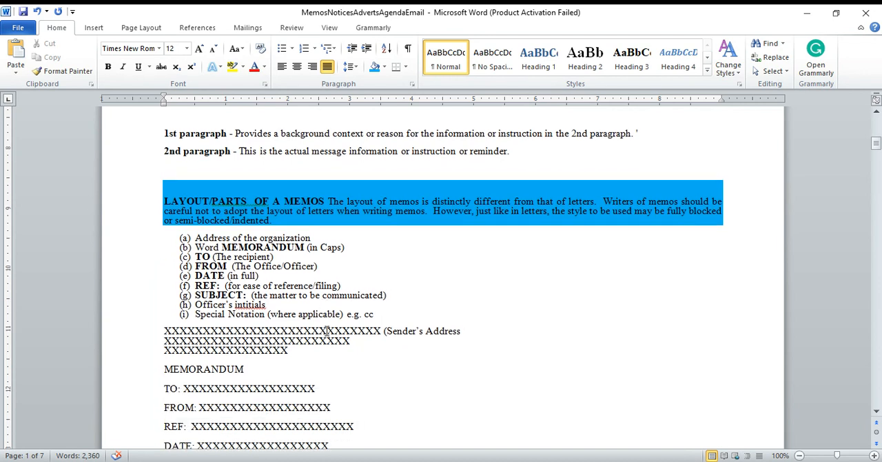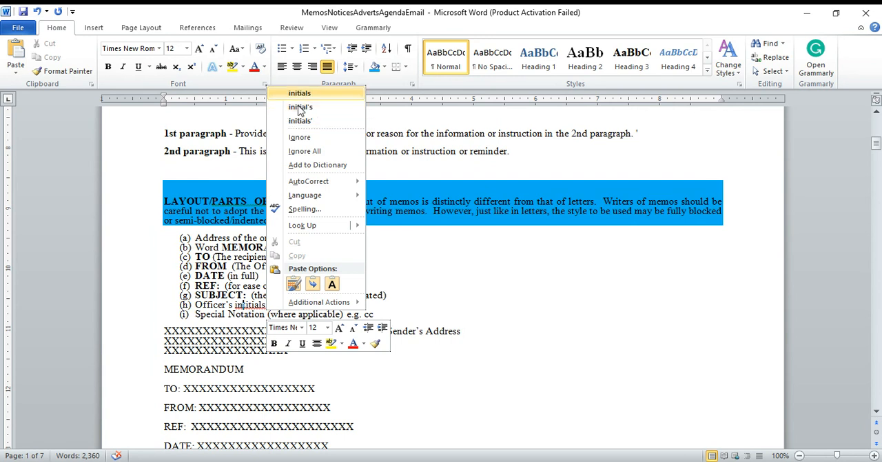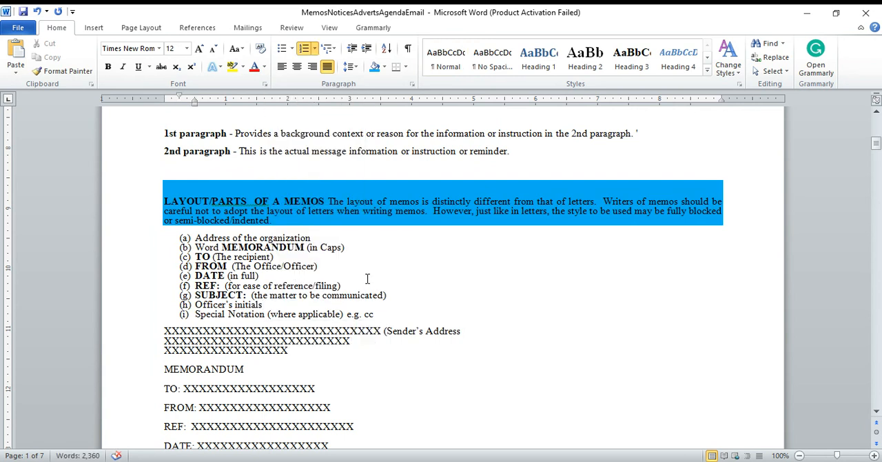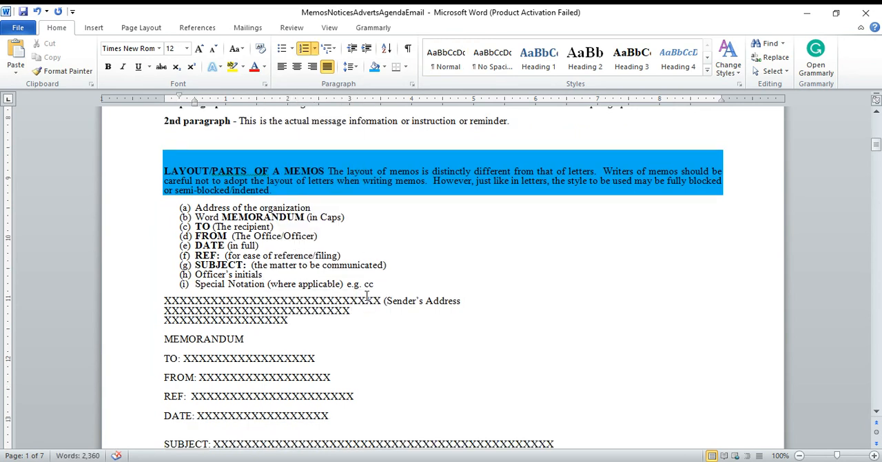Usually, a memo will have the address of the organization, the word MEMO in capitals, then to, the recipient, from, the source of the memo, the date in full, then the reference for ease of referring, checking and filing, then the subject, the matter to be communicated, then the officer's initials. Then special notation where applicable, such as CC.